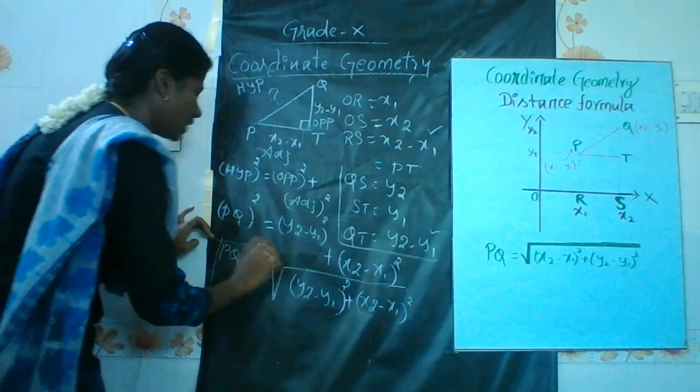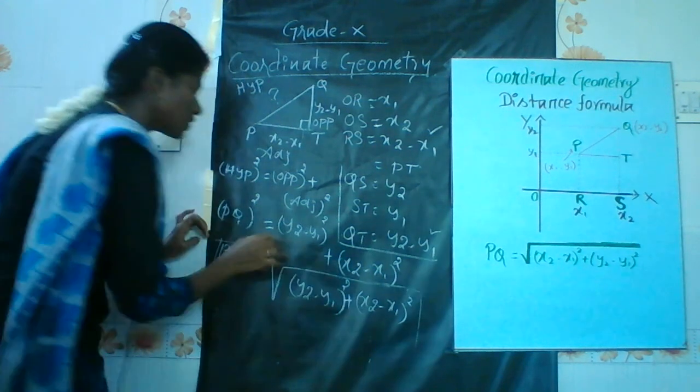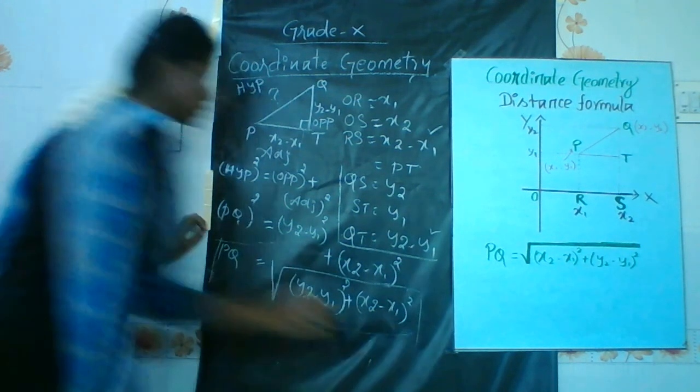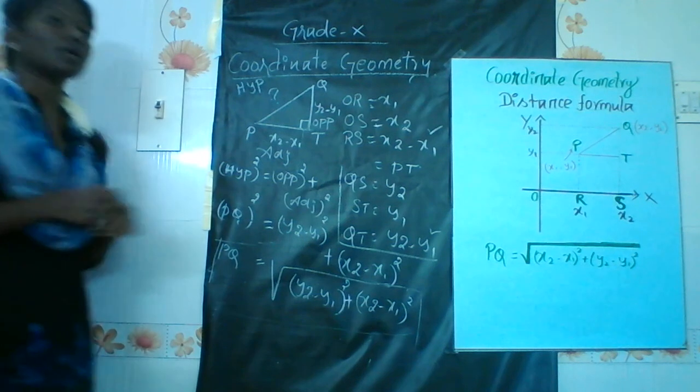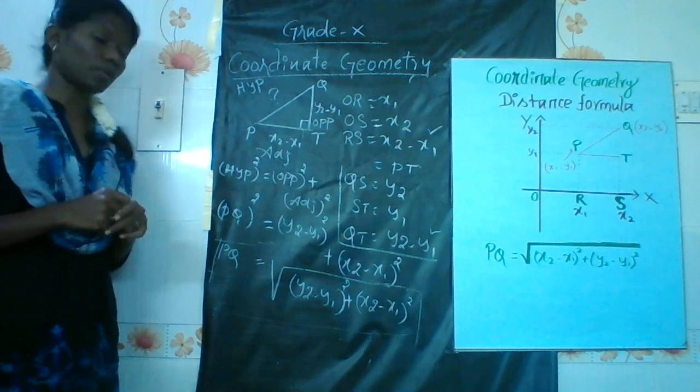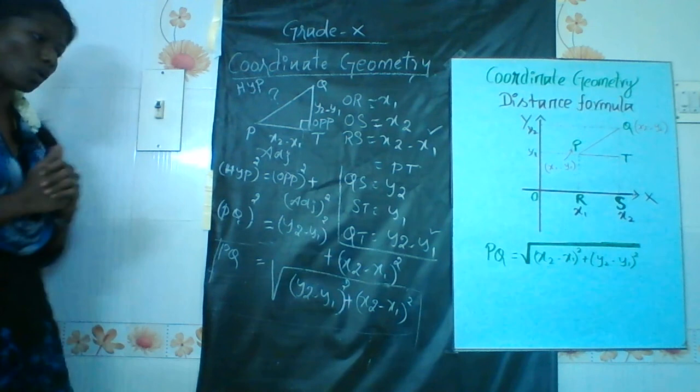So, for finding the distance between 2 points, we have to use this formula, that is the square root of x2 minus x1 whole square plus y2 minus y1 whole square.